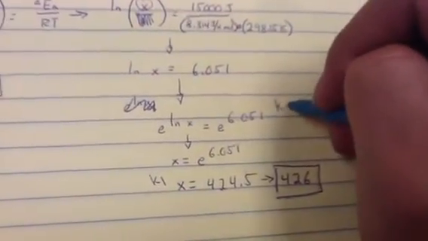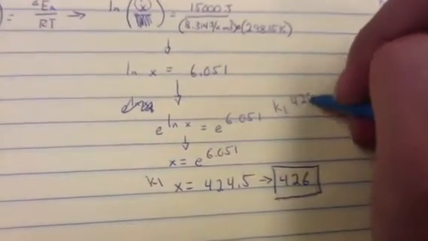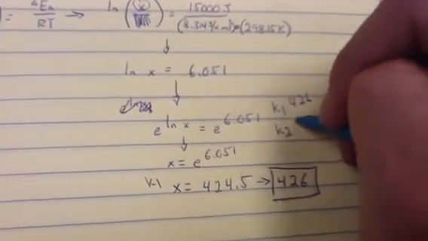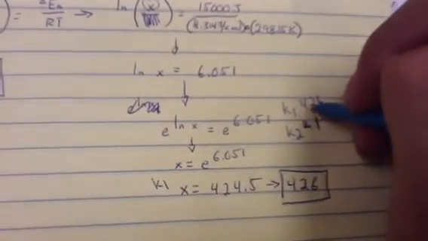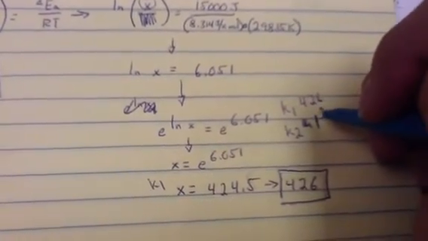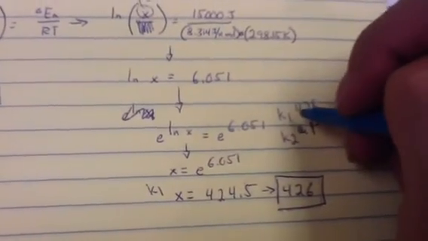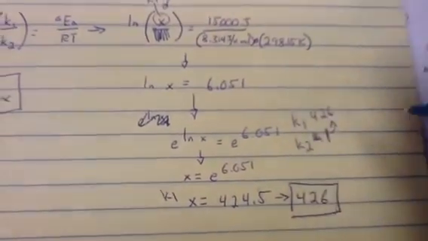Considering the fact that my K1 is 426, and my initial K2 was 1, wouldn't you say that 426 is 426 times my initial condition? So as a result, this is 426 times faster.